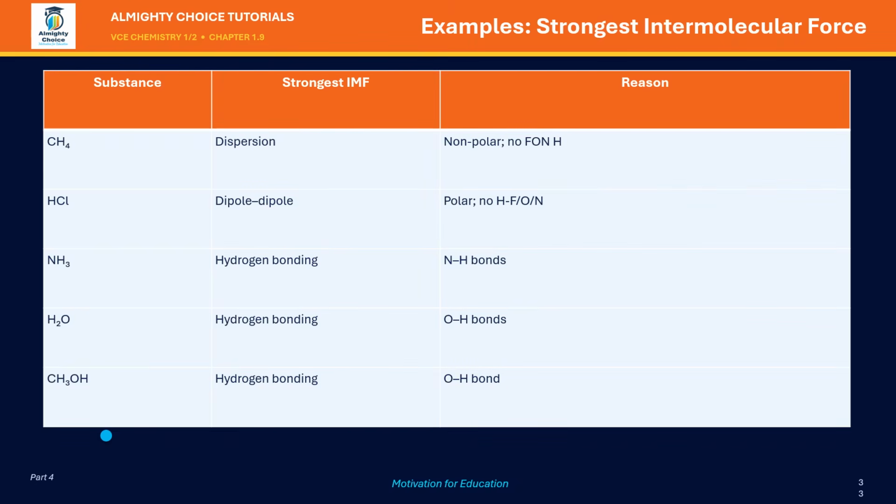This table helps you to identify the strongest intermolecular forces. Methane is non-polar, so dispersion is strongest. HCl is polar but does not have H bonded to fluorine, oxygen, or nitrogen, so dipole-dipole is strongest. Ammonia, water, and CH3OH have N-H or O-H bonds, so hydrogen bonding is strongest.